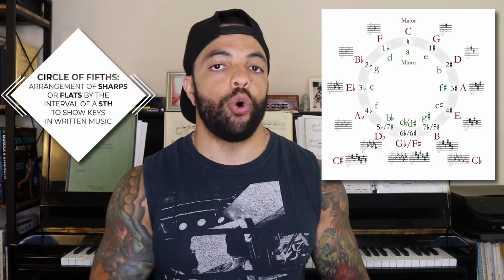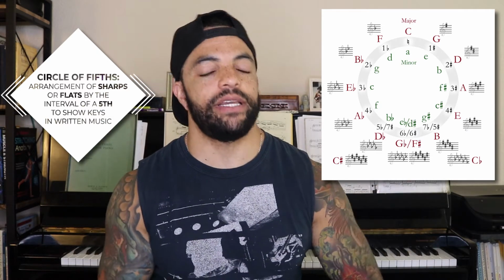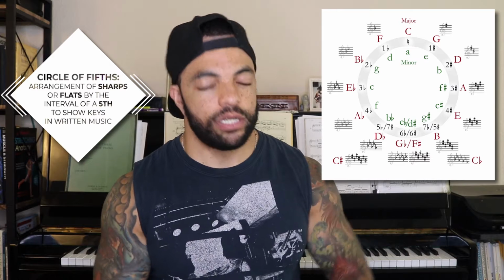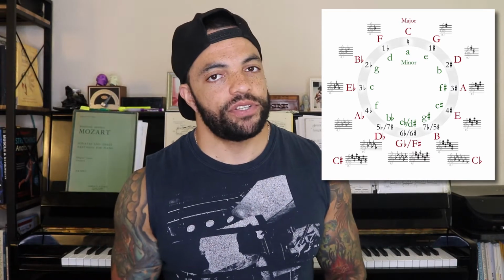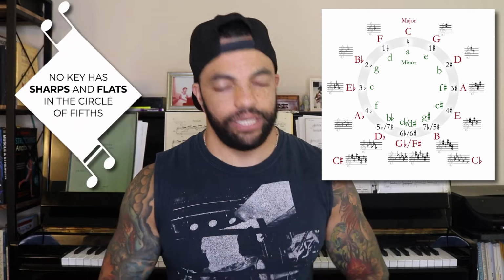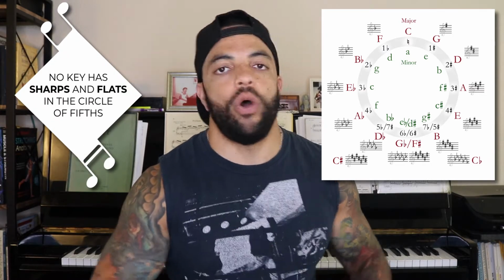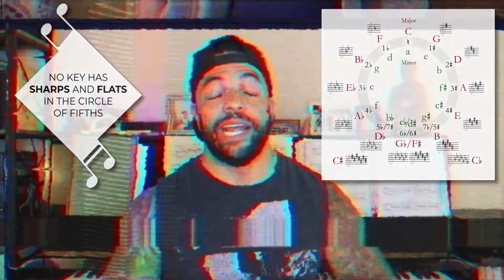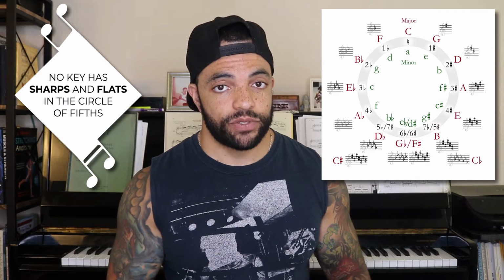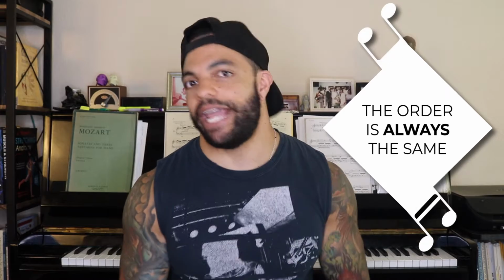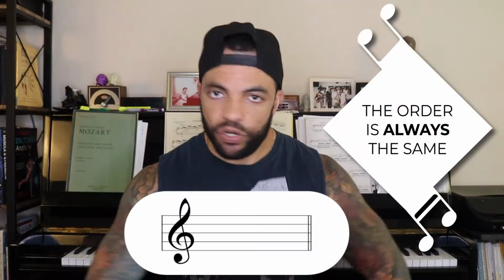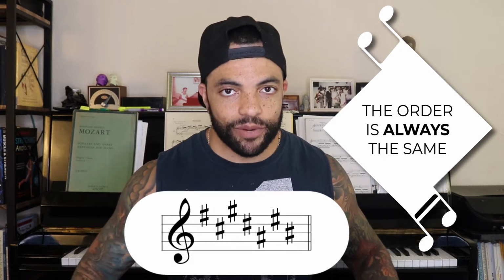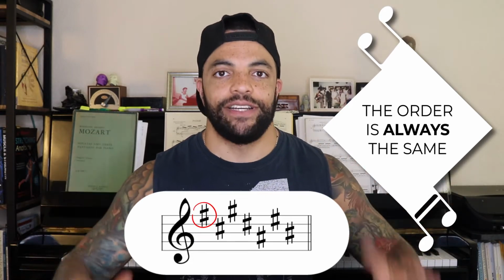The circle of fifths is the arrangement of sharps or flats in a sequential order by the interval of a fifth, and each one denotes a key area. It is very important to note right from the beginning, no key area on the circle of fifths has sharps and flats. It's either one or the other. You can't have it both ways, people. And we add them sequentially in fifths. And also, this is very important, the order stays the same. Always the same. The first flat is always a B flat. The first sharp in our circle of fifths is always an F sharp.